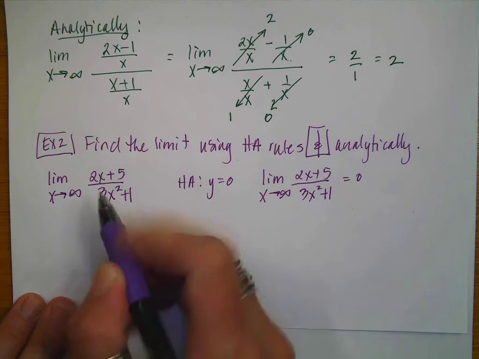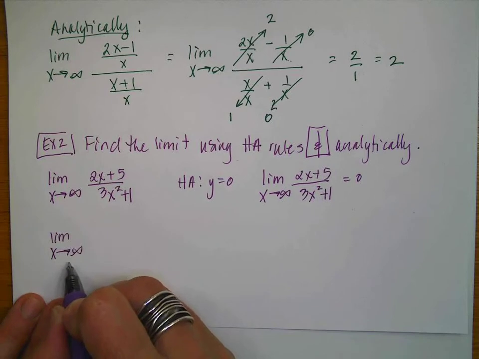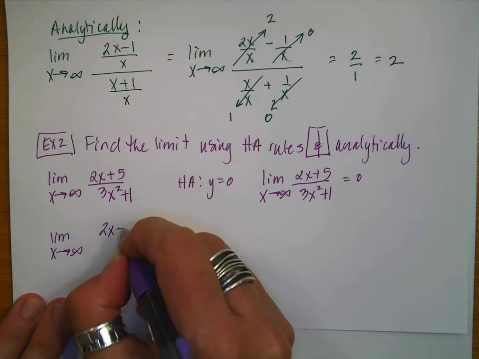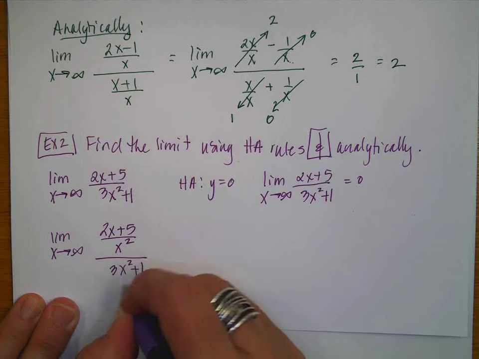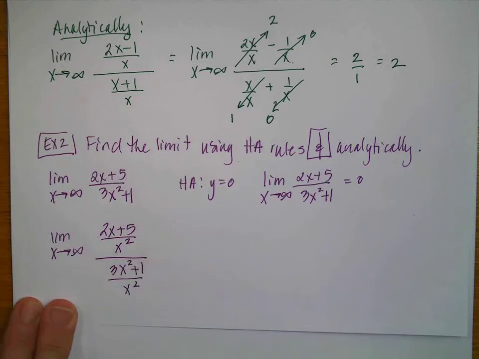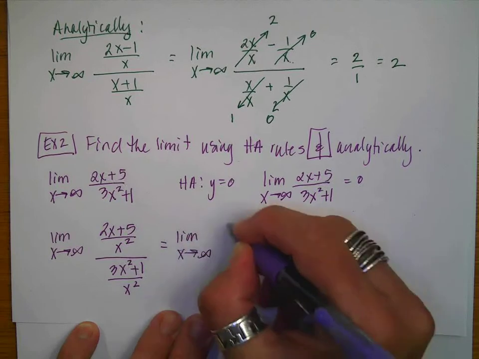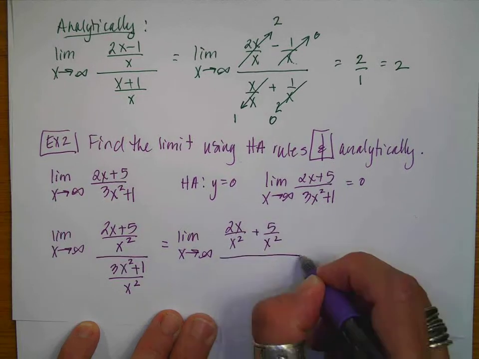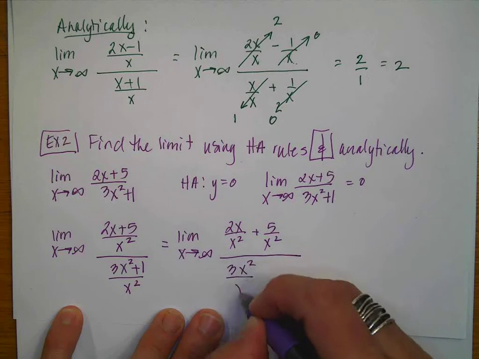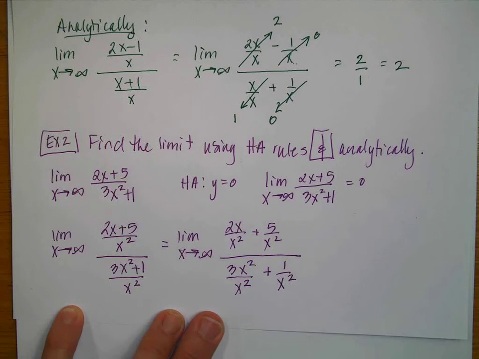So if I look at my function, I notice that x squared is the highest degree, so I'm going to divide, and remember we have to carry the notation through until we can do our direct substitution, every term by the highest degree term. And if you'll think about this also, I'm not changing the value of the equation, I'm introducing 1, it just happens to be a special 1. So then this is going to be the limit as x approaches infinity of 2x over x squared plus 5 over x squared, and then I'm going to have 3x squared over x squared and 1 over x squared.